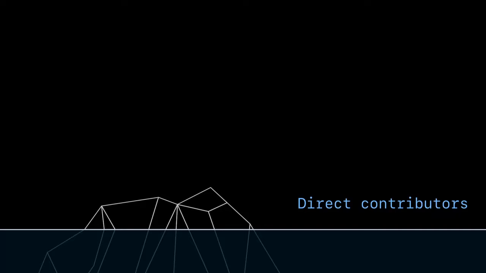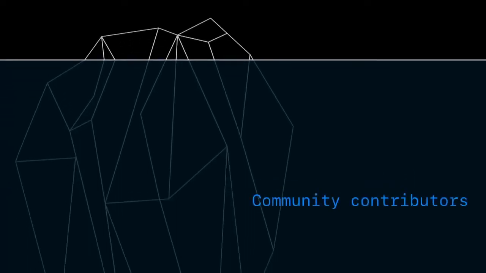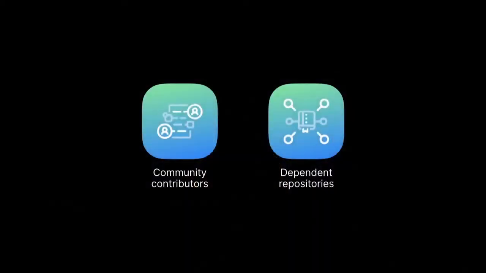So the tip of the iceberg, those direct contributors, are the ones who are building your code, but below the waterline are the developers who are contributing to your dependencies. And we've been using the phrase community contributors to refer to these people. So to make this interconnected community and the reality of this more concrete for each of us in our everyday work, we're introducing 2 new features to GitHub today: community contributors and dependent repositories.